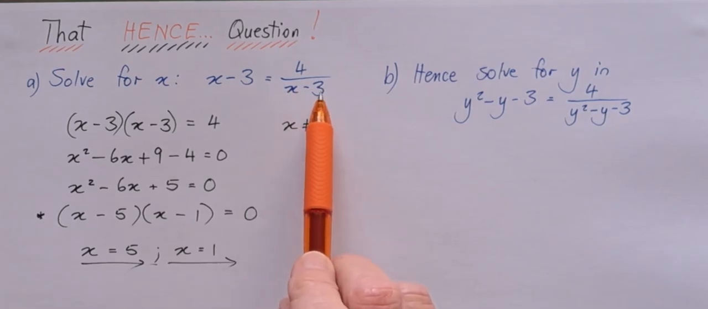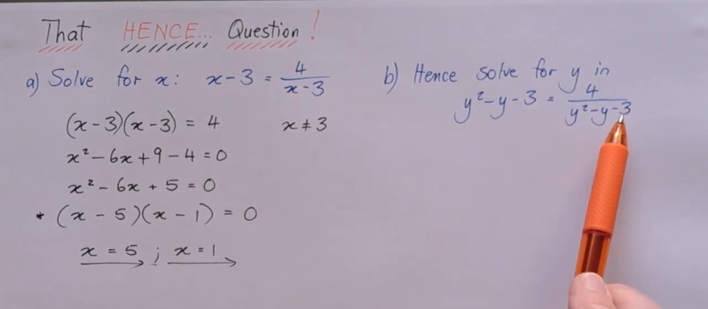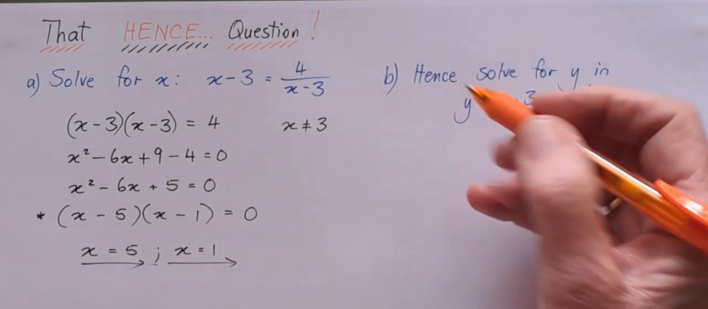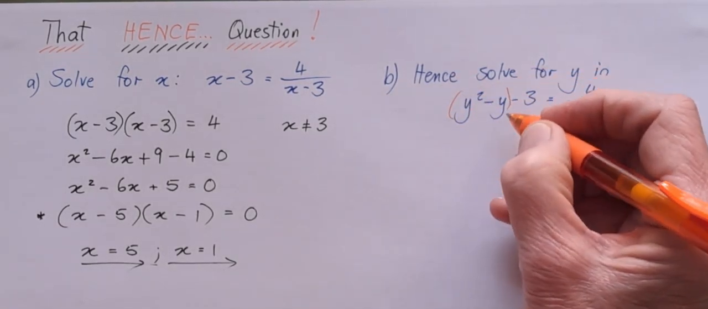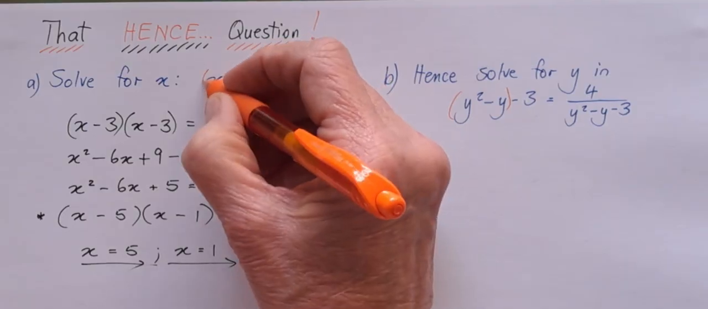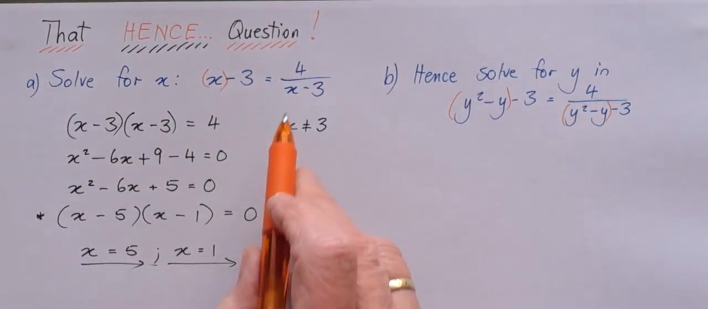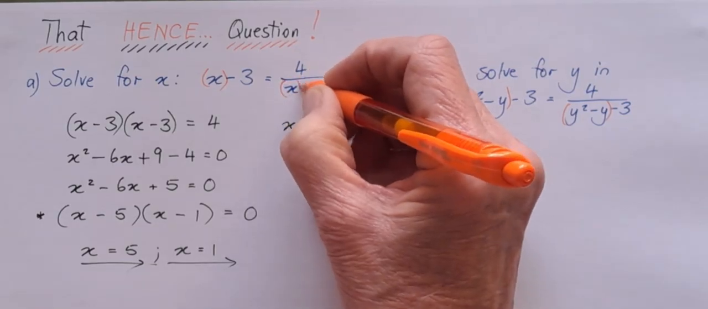This denominator ends off with a minus 3. So there's a lot in common. So if we look at what's not in common, this is in the same position as that is over there. And this is in the same position as that is over there.